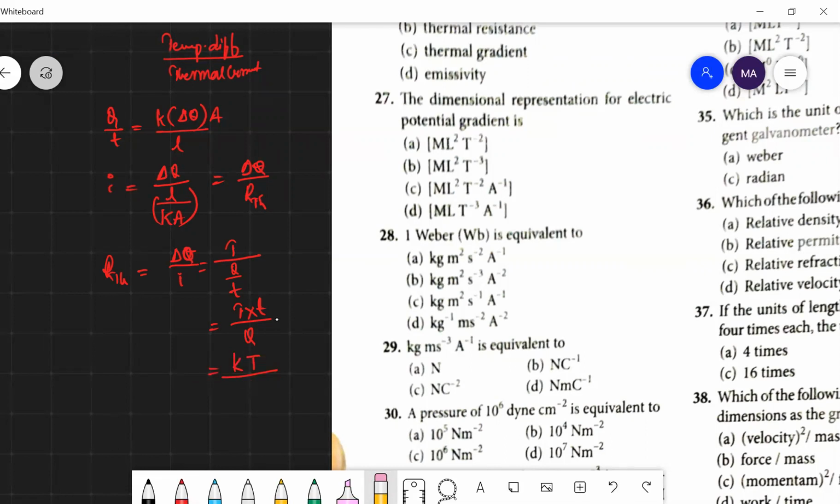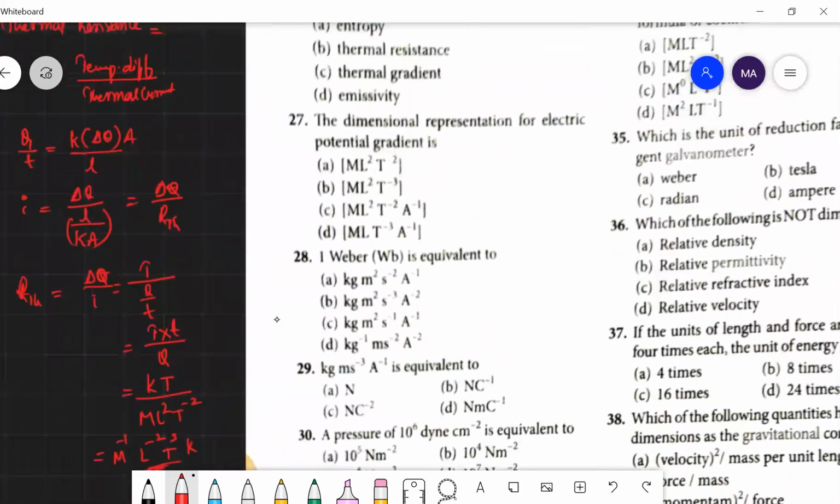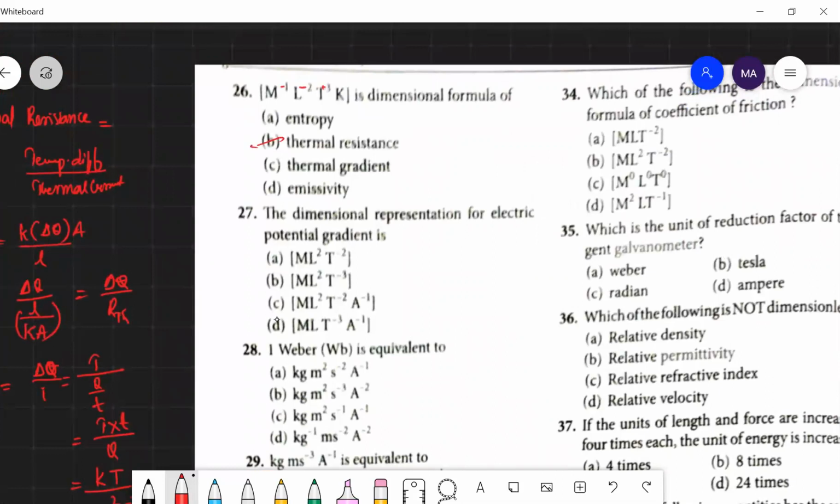Q is nothing but energy. If I'm writing energy, it is M L square T power minus 2. So this will come out as M power minus 1, L power minus 2, then T power 3, and this one is K. That must be the answer. So the answer is M power minus 1, L power minus 2, T power 3, K: thermal resistance. I need not even do thermal gradient. Thermal gradient means temperature divided by length. Emissivity is nothing but the rate of power flowing per unit area and unit time.